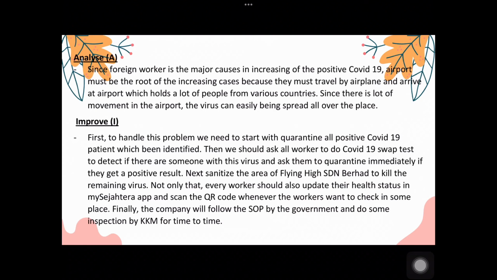Not only that, every worker should also update their health status in the MySejahtera app and scan the QR code whenever they check in to some place. Finally, the company will follow the SOP from the government and have inspections by KKM from time to time.